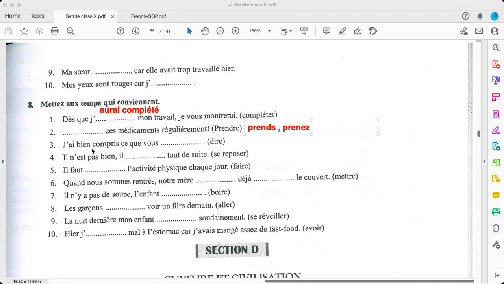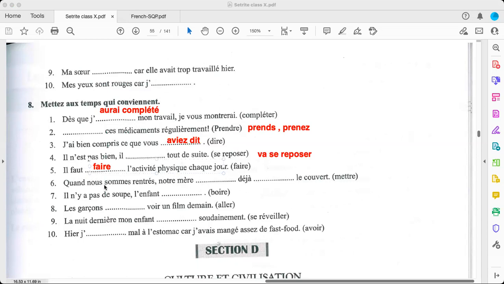J'ai bien compris ce que vous dire. I understood well what you said. This is passé composé and said would be in plus-que-parfait. Vous aviez dit. Il n'est pas bien. He's not well. He's resting immediately. Immediately is the indicator of futur proche. Il va se reposer. Il faut. First verb is conjugated, so second verb would be infinitive form. Faire.